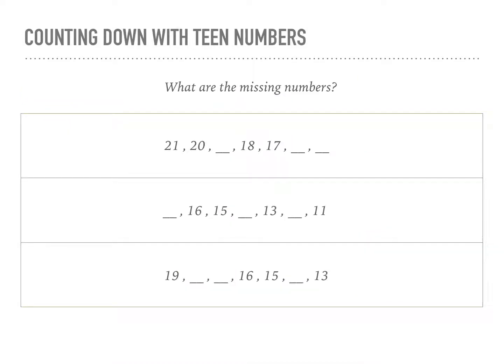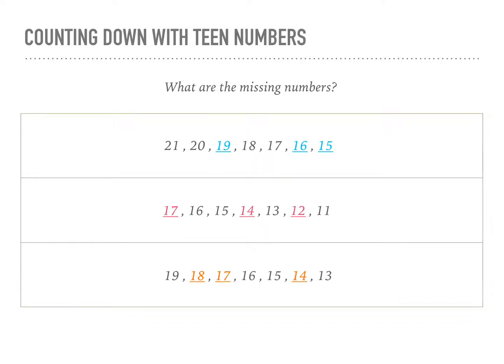For this last slide, help me find the missing numbers. For the first list of numbers, the missing numbers were 19, 16, and 15. For the second list of numbers, the missing numbers were 17, 14, and 12. And finally, for the third list of numbers, the numbers that were missing were 18, 17, and 14.